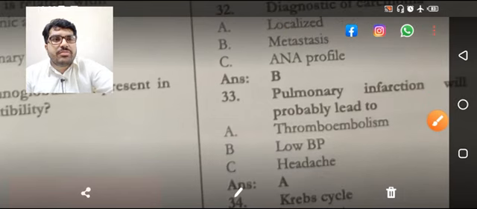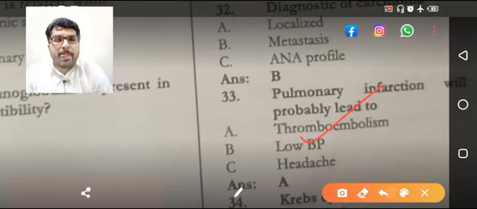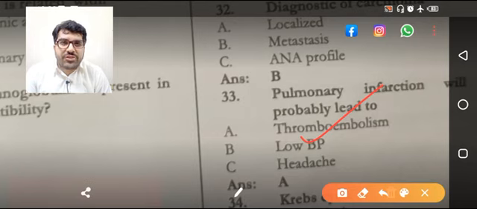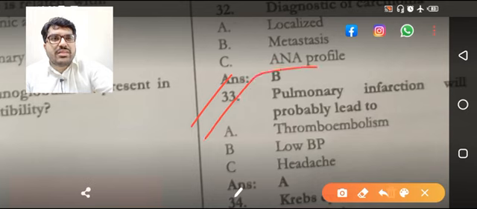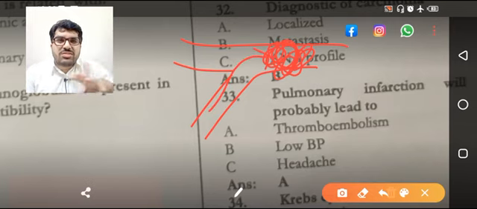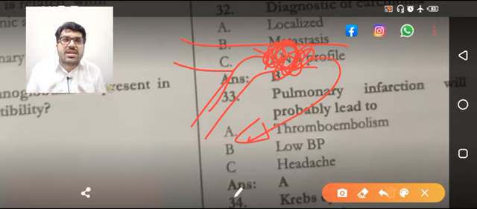Pulmonary infarction will probably lead to low BP. That is called massive pulmonary embolism, because whenever there is pulmonary infarction, suppose this is the pulmonary trunk and these are the pulmonary arteries, if that is blocked leading to infarction, there is no blood flow to the lungs. If there is decreased blood flow to the lungs, there will be decreased blood flow back to the heart. So there is a decrease in the end diastolic volume of the heart, less blood coming toward the left ventricle, and less blood leaving the left ventricle. So there is decreased BP.